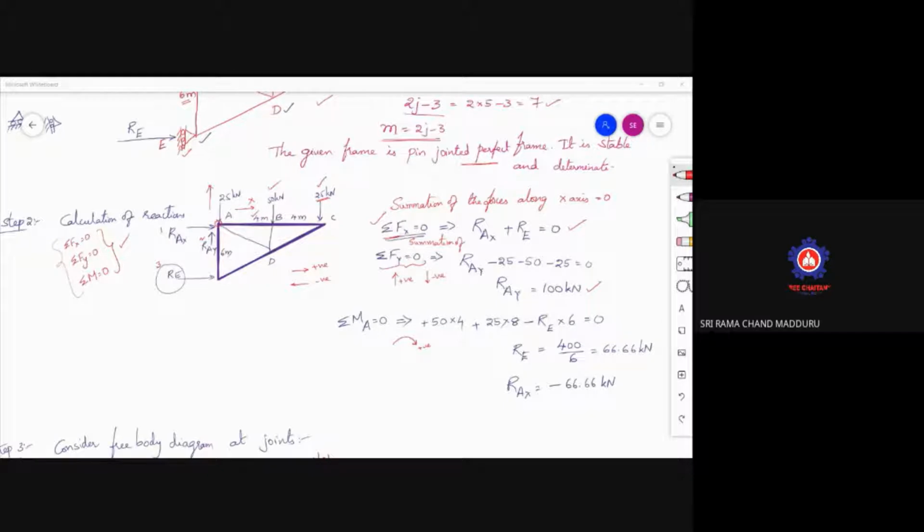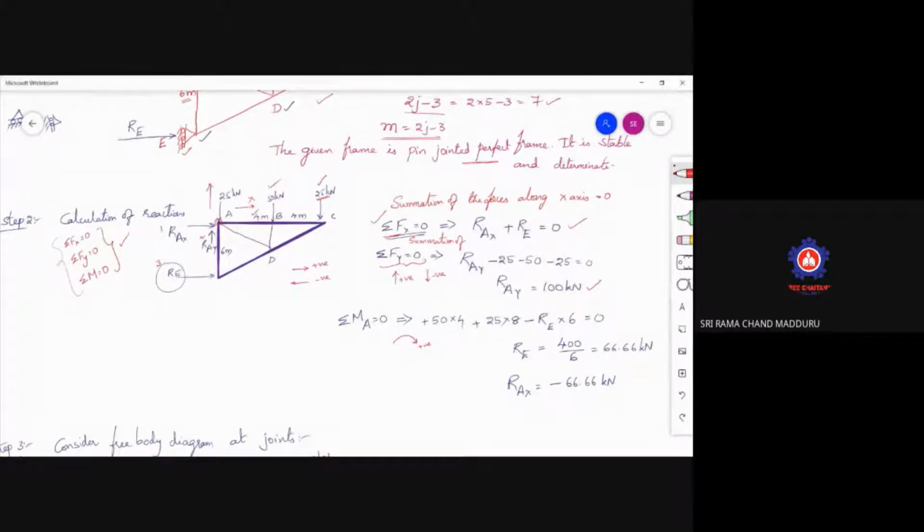So what I am saying is, the summation of the forces along the y-axis is equal to 0. So along the y direction, the summation is equal to 0.